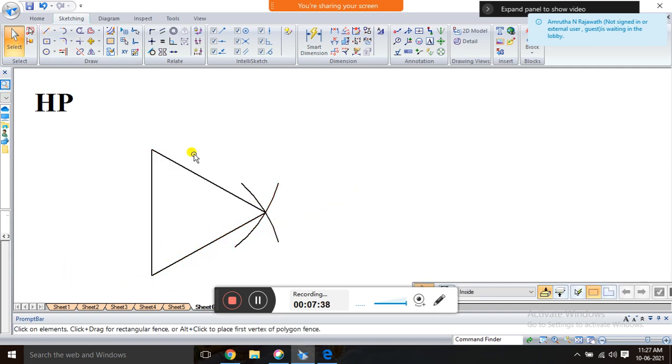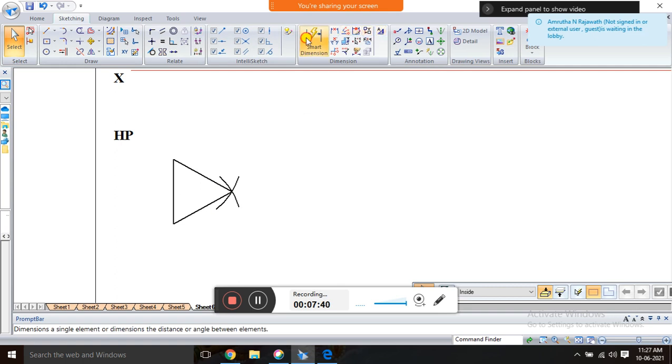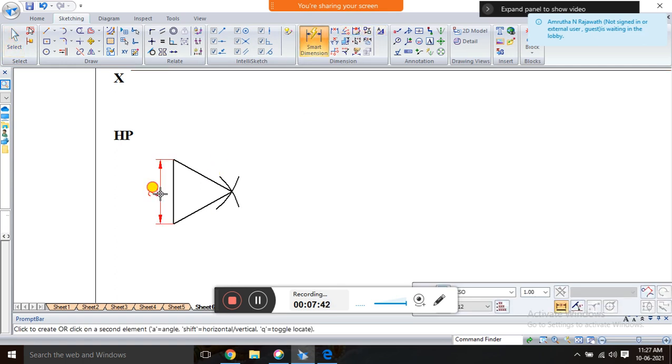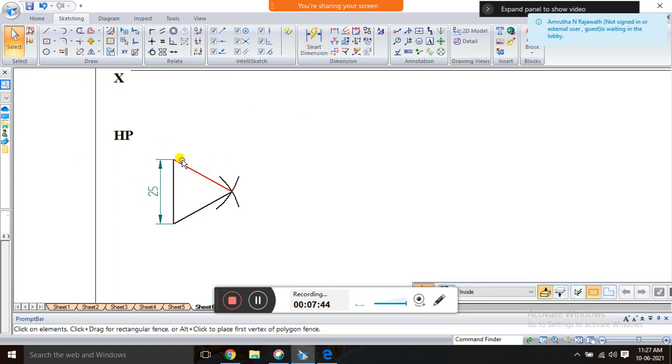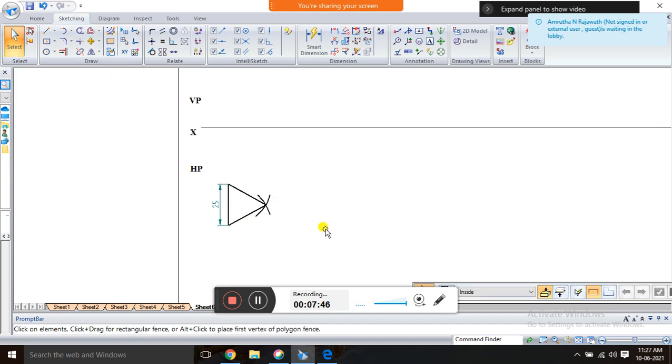So this is how to construct an equilateral triangle of 25 mm. All the sides are the same, 25 mm. So this is how you have to construct an equilateral triangle with the help of scale, compass and pencil. Clear? Yes.